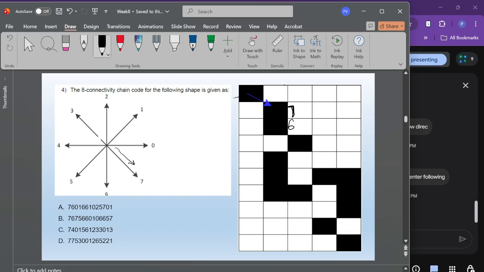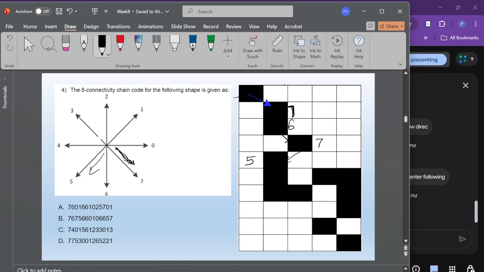Then again here it is in this direction. So that means in this position it is there. See the directions in this one. So again 7 here. Now it is moving in this direction. We will match it with this direction, so it should be 5 here, because in this direction the number given is 5.